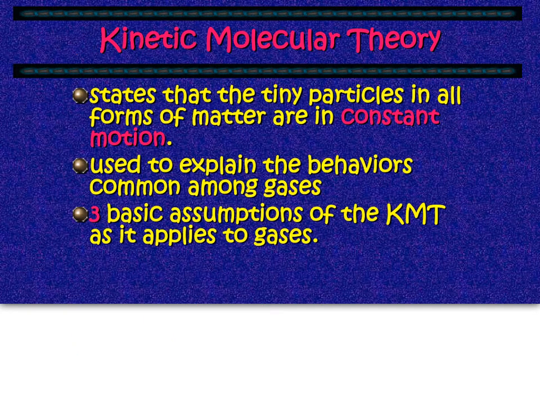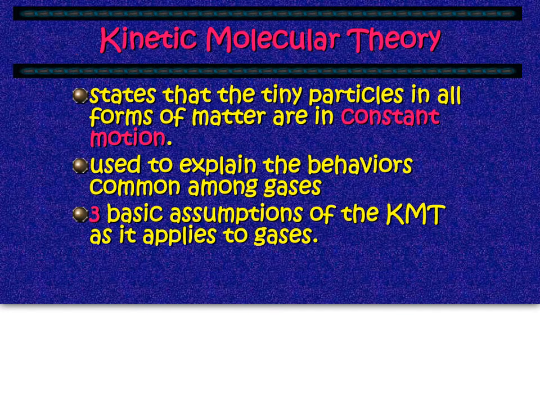In a nutshell, the kinetic molecular theory states that the tiny particles in all forms of matter, we know that matter is made up of tiny particles, right? We have those atoms. The kinetic molecular theory states that all particles are going to be in constant motion. So they're always moving. In a solid, they're going to be more compacted in a space, but the particles are still moving. They're just closer together, so they can't do a lot of movement. Whereas in a gas, they're spread out more, so there's a lot more motion that's happening.